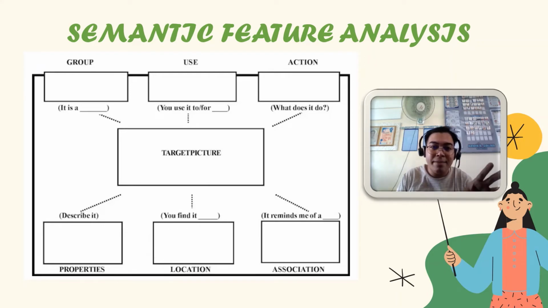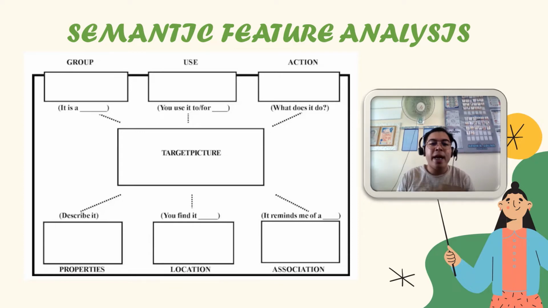Now we will place there the target picture or the object of the picture. After that, the person with aphasia tries to name the item in the picture. Regardless of the response, the person with aphasia will move to the next set of questions. So we have here a different set of questions. We have from the group: use, action, properties, location, and association.